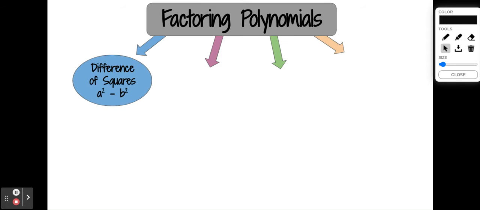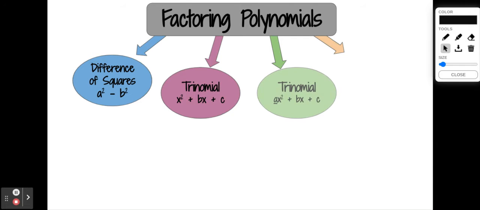Let's review factoring polynomials. There were 4 different kinds of polynomials that we factored in Chapter 8. One of them was the difference of squares, where we had a sum and a difference, and the middle term canceled out. We also had trinomials, where they were quadratic with a leading coefficient of 1. We had trinomials that were quadratic with a leading coefficient other than 1, and remember, those were the ones that we had to use the trick on. And then we had perfect square trinomials.